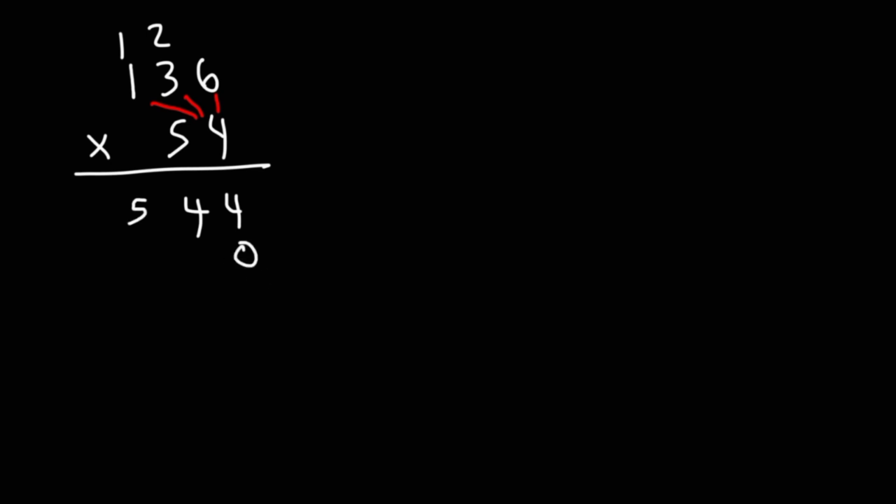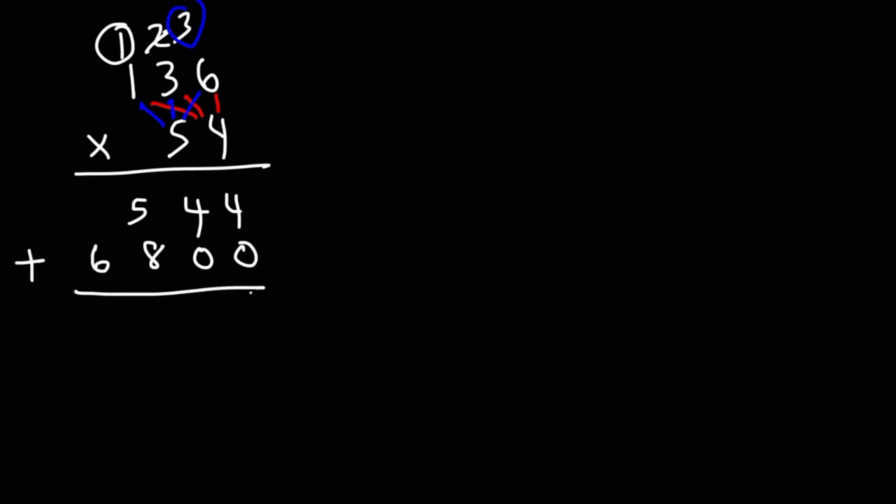Next we're going to add a 0. And then we're going to multiply 5 and 6. 5 times 6 is 30. Carry over the 3. And then 5 times 3 is 15 plus 3, that's 18. So we'll write the 8, carry over the 1. And then 5 times 1 is 5 plus 1, that's 6. So this is what we get.